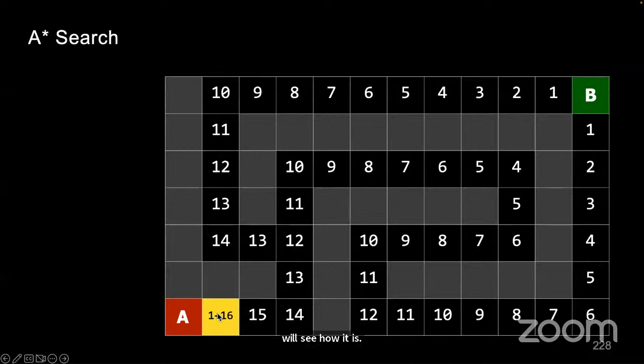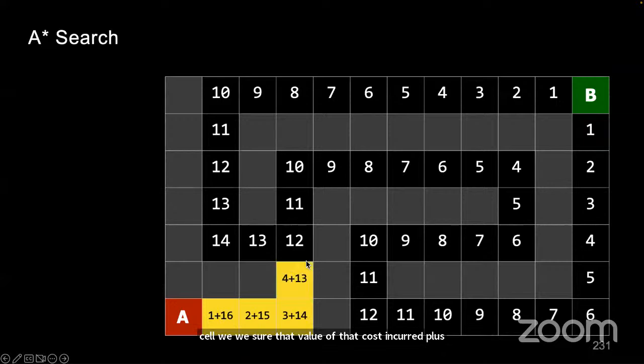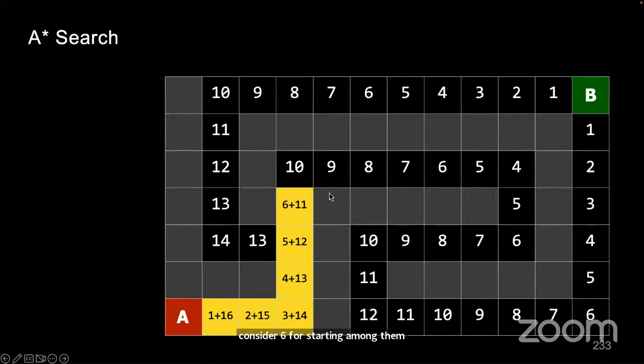Here we see that in this yellow cell, we show the value of the cost incurred plus the value of the heuristic. So it chooses the next state based on the sum of these 2 values. At this point, if we want to choose 11, then we need to consider 6 plus 11, and if we consider this state, we need to consider 6 plus 13. Among them, 6 plus 11 is smaller, so it starts to explore in this way.